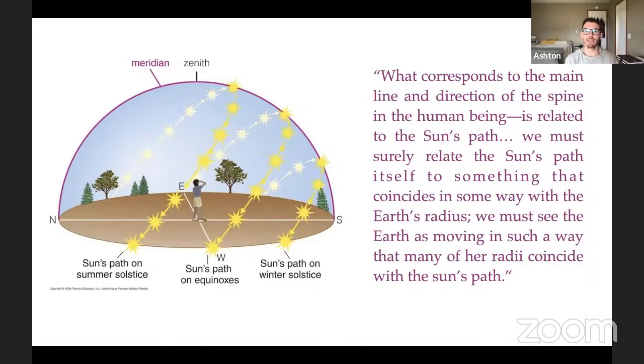"We must surely relate the sun's path itself to something that coincides in some way with the Earth's radius." And then here comes maybe the more controversial claim. I don't know if it's so controversial today, but he at least made pains to insist that he wasn't actually being controversial, as we'll see. "We must see the Earth as moving in such a way that many of her radii coincide with the sun's path."